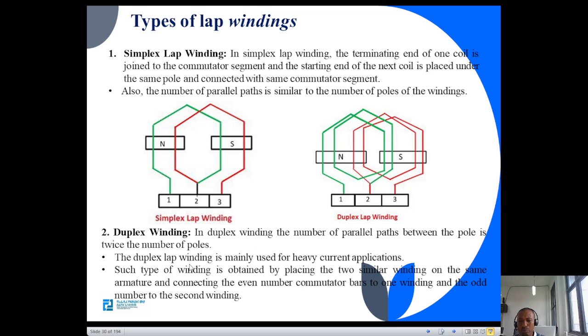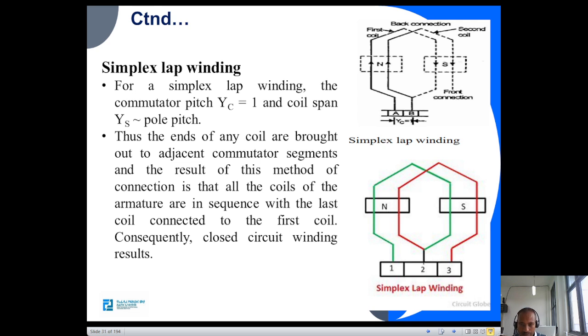So the duplex lap winding is mainly used in heavy current applications. We'll see where they are particularly applied later on also, and it has got twice the number of pole paths. Let us see a little bit in depth about simplex lap winding.